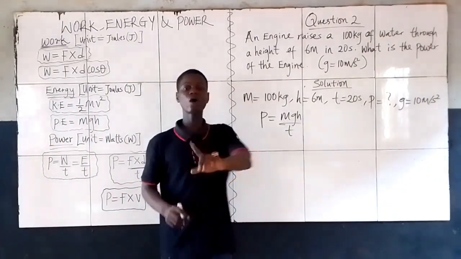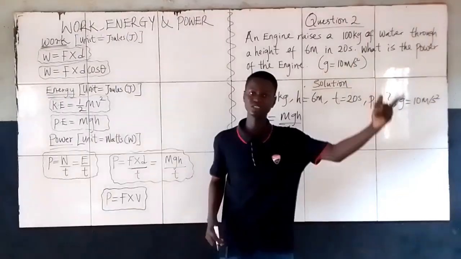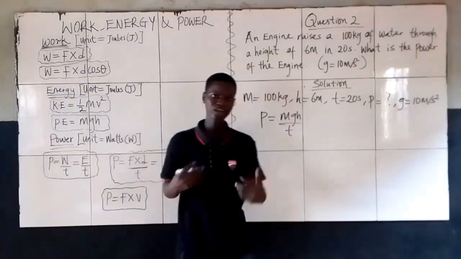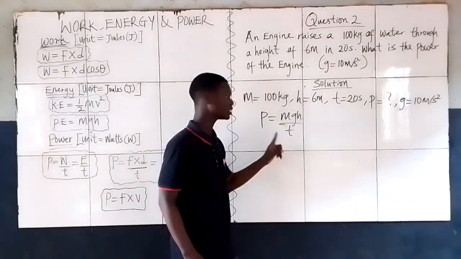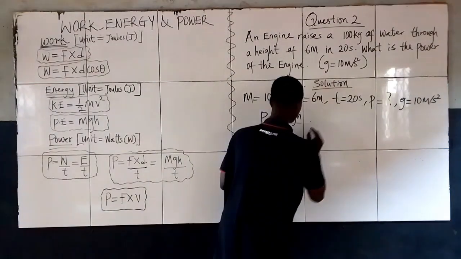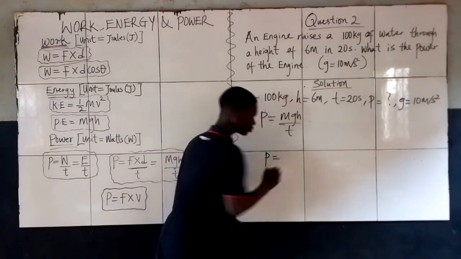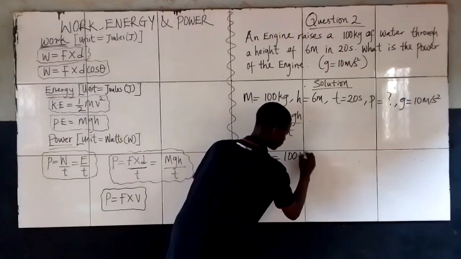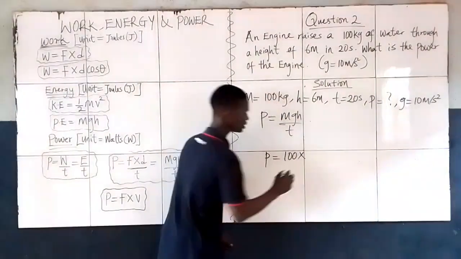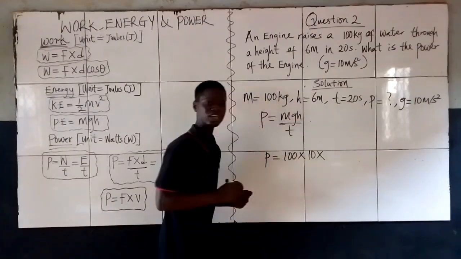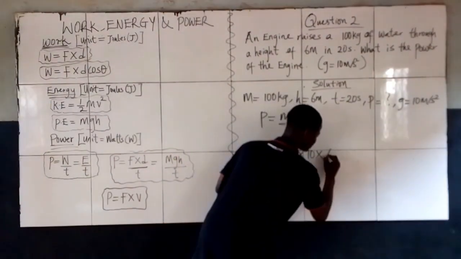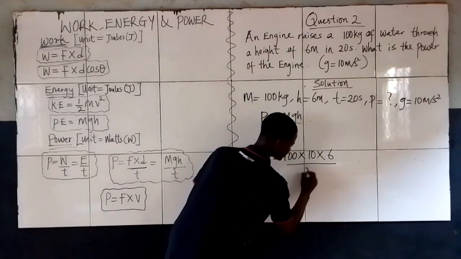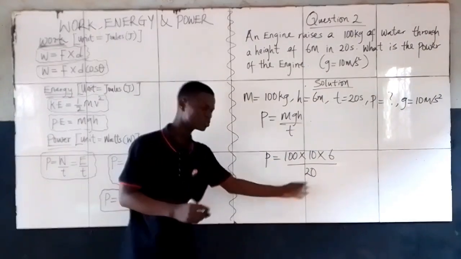Now you have this, all you need to do is to input the values given and make the unknown the subject. Thereafter you find the value of the unknown, which in this case is the power. So let's input, guys. P is the unknown. Do we have a value for mass? The answer is 100. Do we have a value for gravity? The answer is 10. Any value for height? The answer is 6, over any value for time? The answer is 20. Now this is what we now have.